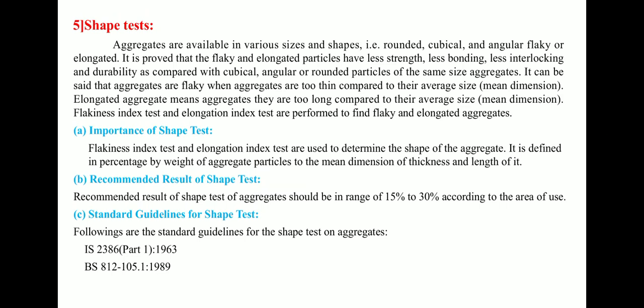Now, what is the importance of conducting this shape test? Flakiness index test and elongation index test are used to determine the shape of the aggregate. It is defined as a percentage by weight of aggregate particles to the mean dimension of thickness and length. The recommended result of the shape test is that it should be in the range of 15 to 30% according to the area of use. The standard guidelines for this shape test are given in IS 2386 Part 1, 1963 and BS 812-105.1 of 1989.